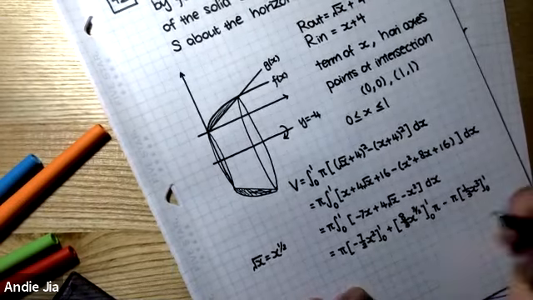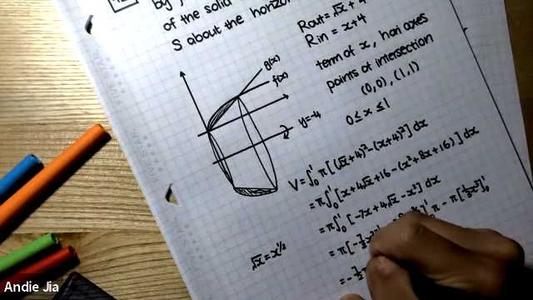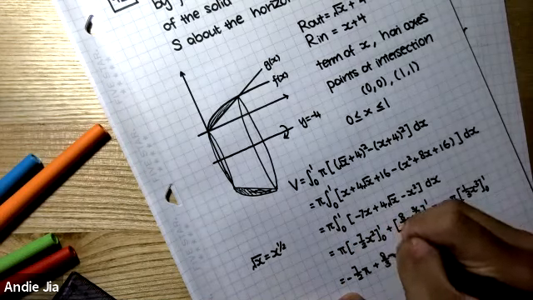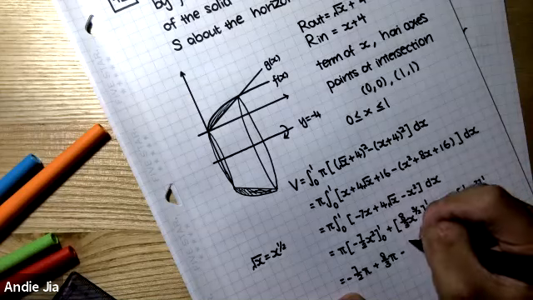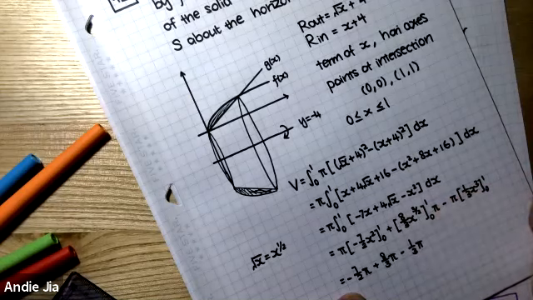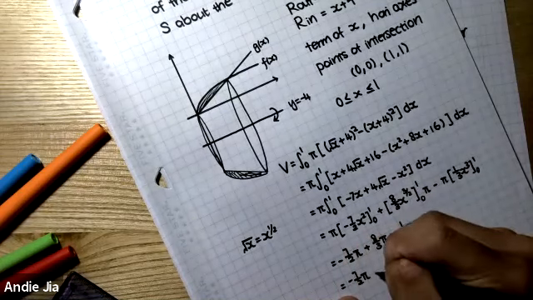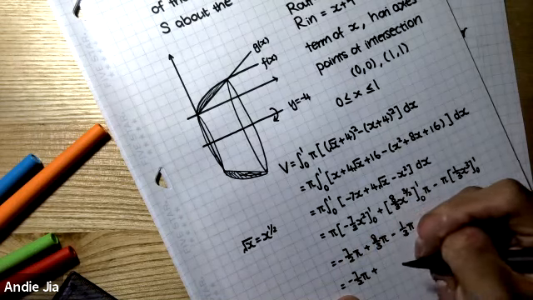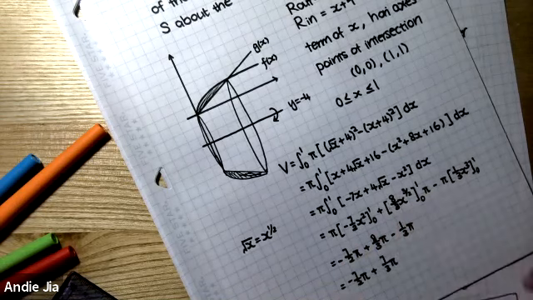What we have is negative 7 over 2 pi plus 8 over 3 pi minus 1/3 pi. So we have it as 7 over 2 pi plus 7 over 3 pi.